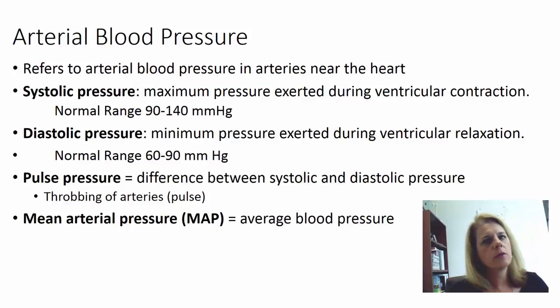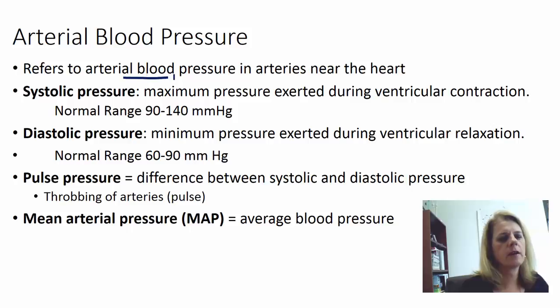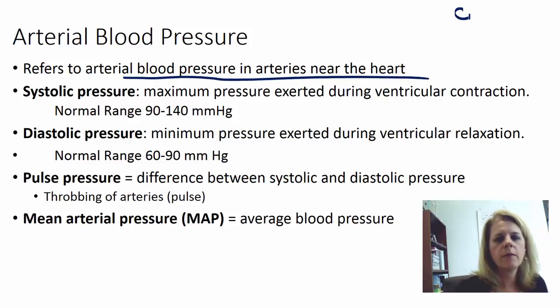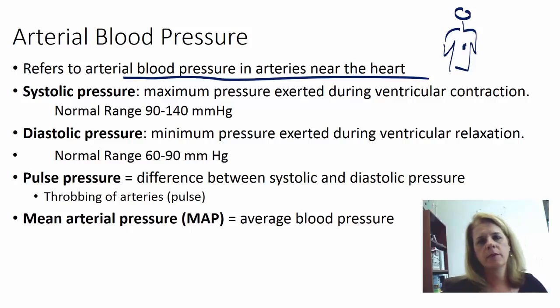Now, when I use the term blood pressure, and I'm talking about blood pressure that we're especially measuring as one of those principal vital signs, I'm talking about arterial blood pressure. So we're talking about the blood pressure in the arteries near the heart. So if you think about a person, you guys know I can draw, right? So here's your heart. Well, the most accurate blood pressure would be the blood pressure in the aorta, but you really can't put a blood pressure cuff around the aorta.